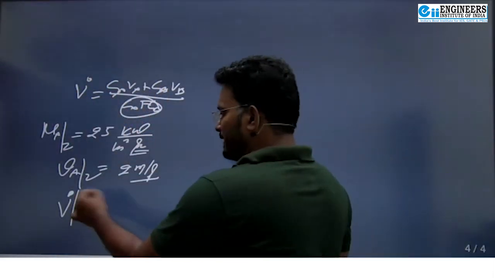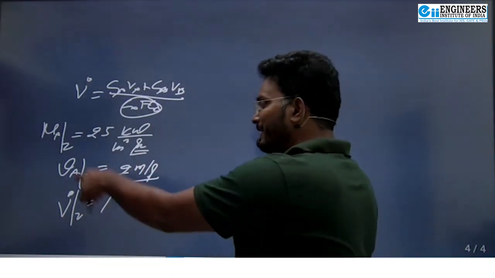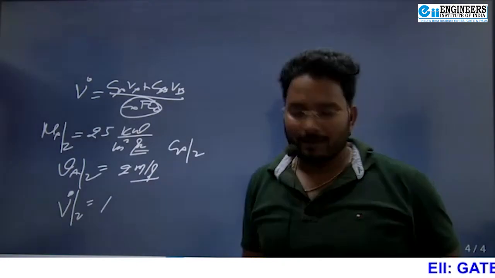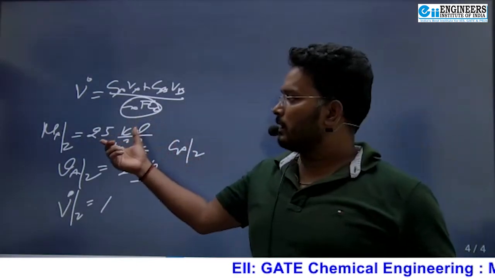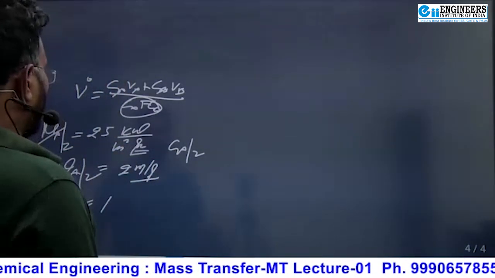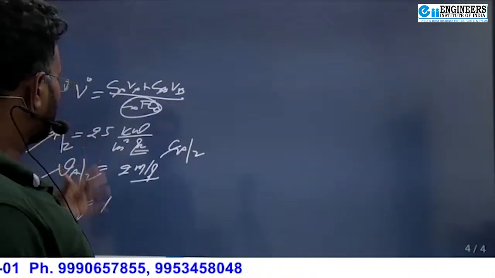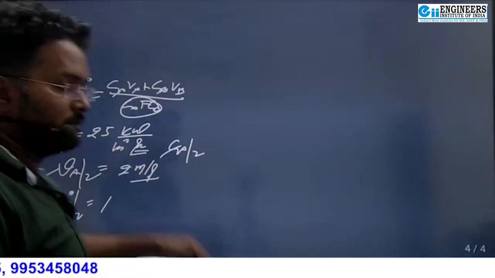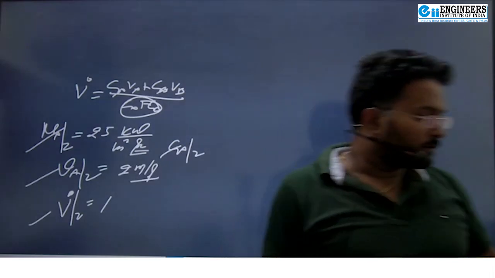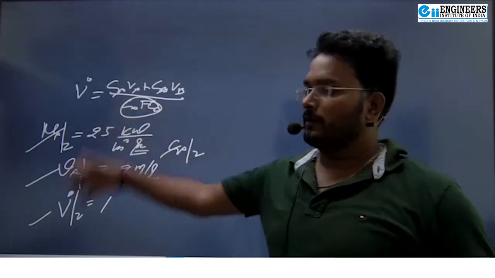If V star is given to you at that point, whatever value it is, and the concentration of A at that point, CA at Z, is also given, can you calculate the percentage contribution? Na is given, the absolute velocity V is given, and V star is given. Now can you calculate how much contribution of bulk flow there is in the total flux at that point?